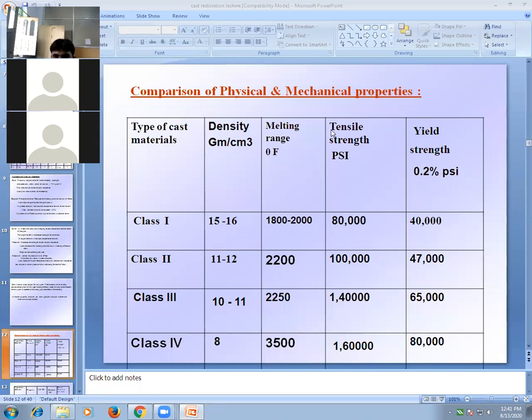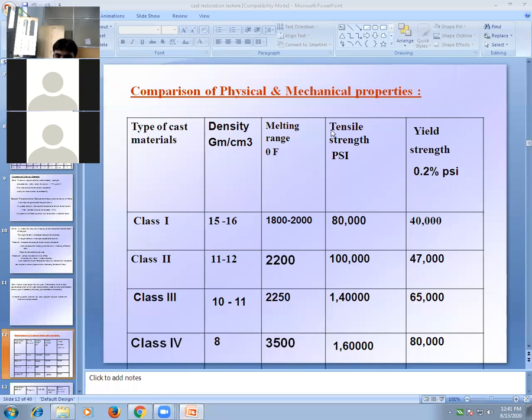Melting range is 20 to 100 Fahrenheit. Tensile strength is 1 lakh psi, and yield strength is 47,000 psi. Okay. In class 3, the density is 10 to 11. Melting range is 2250. Tensile strength is 1 lakh 40,000. Yield strength is 65. Class 4, the density is 8. Melting range is 3500. Tensile strength is 1 lakh 60,000, and yield strength is 80,000.